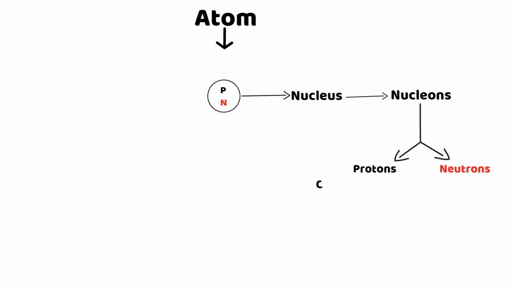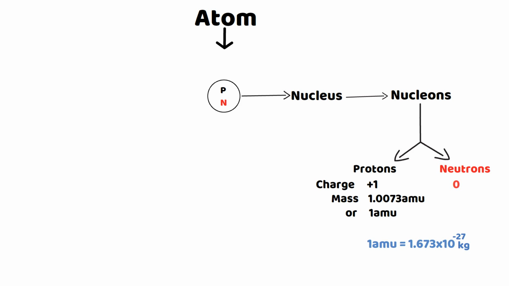The protons are positively charged particles. Their relative charge is +1, while neutrons are neutral particles. They don't carry any charge. The relative mass of a proton is 1.0073 AMU, or simply it's taken 1 AMU. Remember, 1 AMU is always equal to 1.673 into 10 to the power minus 27 kg.